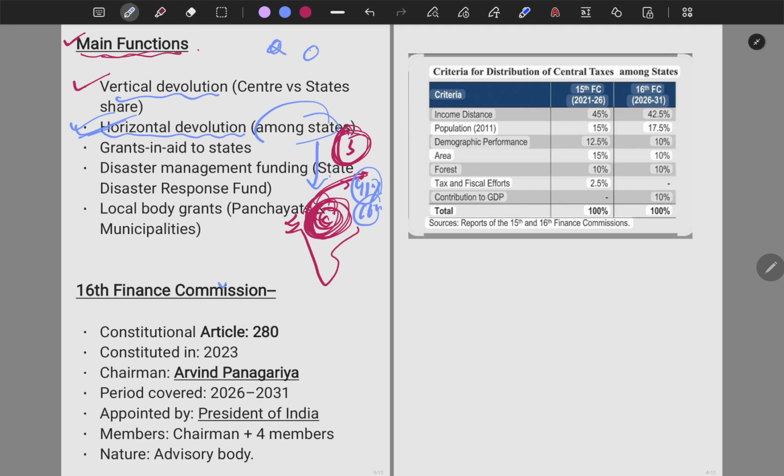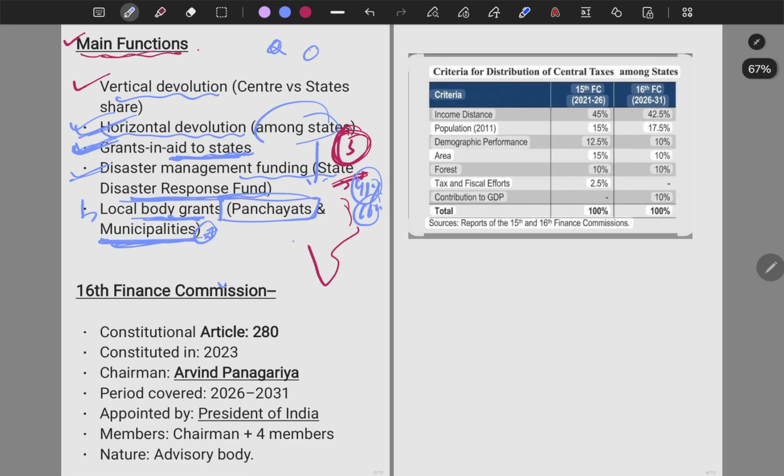Coming to the other functions, it also provides grants in aid. How much grants in aid is to be transferred to the states is also decided by the commission itself. It also provides management for funding for the State Disaster Response Fund. This is also provided by this commission, and it also provides grants to panchayats and municipalities. This commission suggests how much grants are to be transferred to the panchayats and municipalities. This is also a function of this commission.